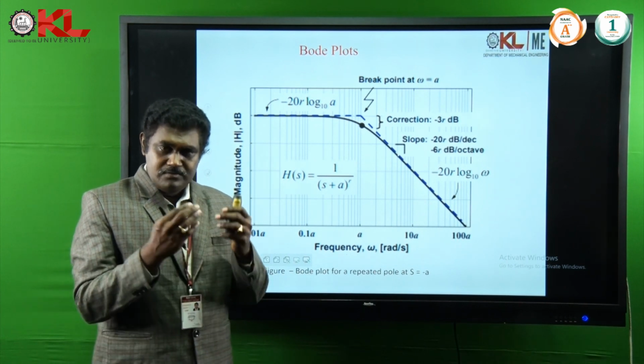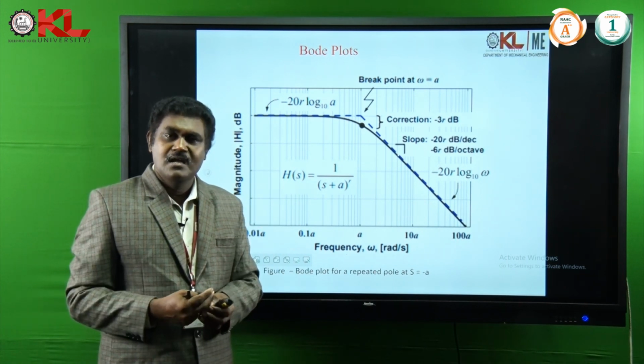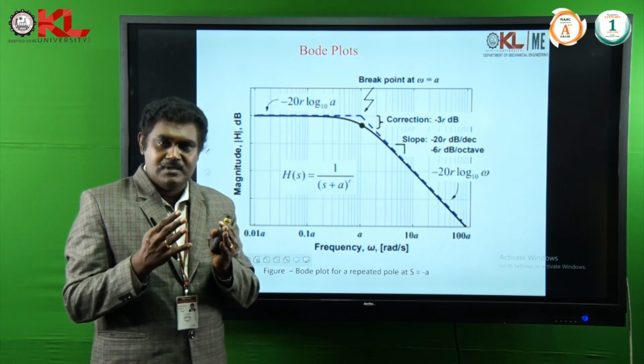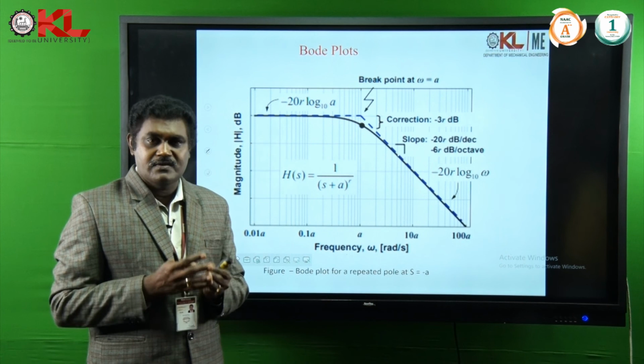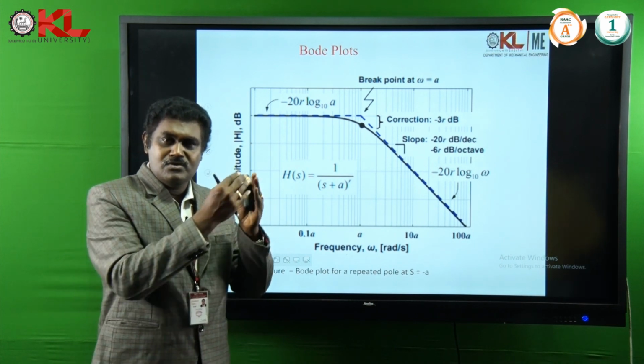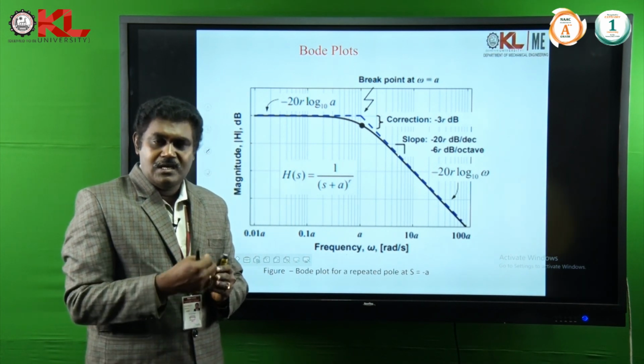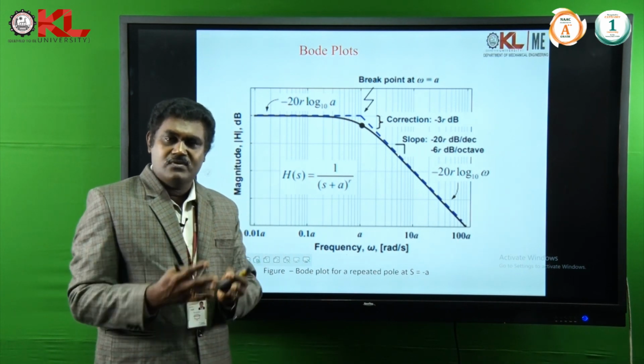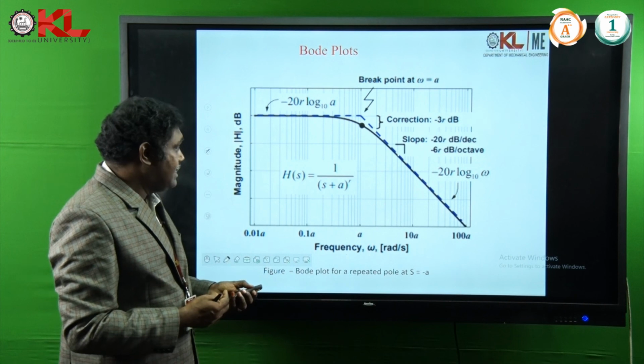Now, in the next session I will explain in detail a typical transfer function, how to calculate all the values, and how to construct the magnitude plot and phase plot. We will discuss that in the next session.